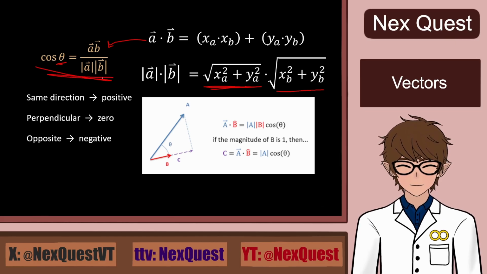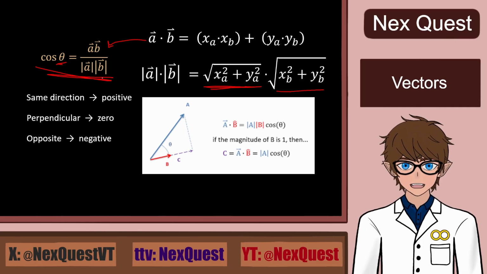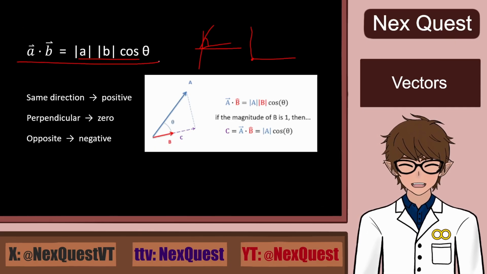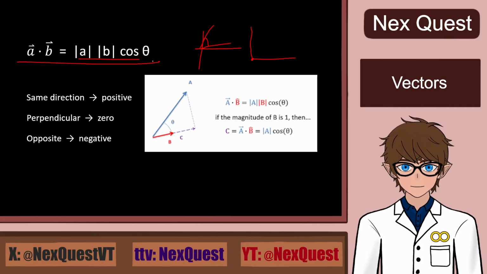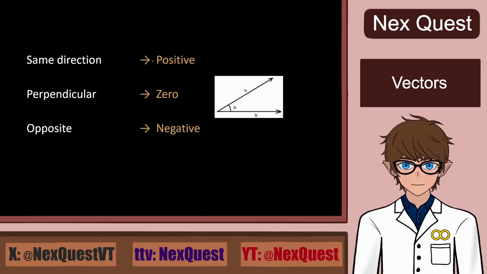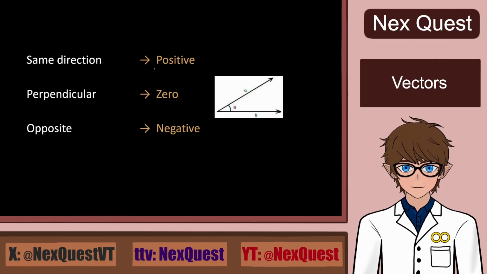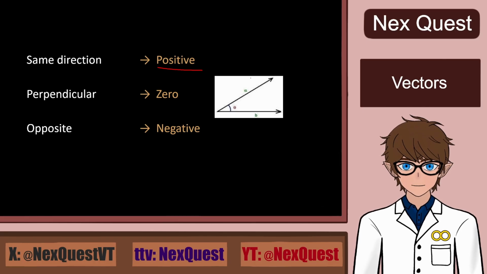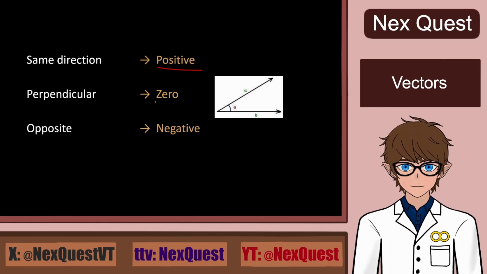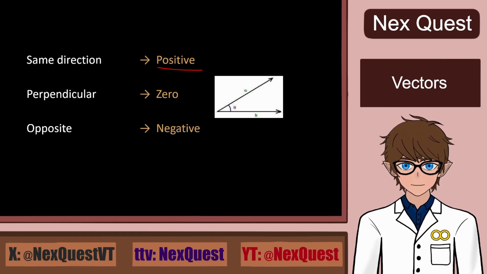This is good to keep in mind. It's very useful to remember. I think this one is easier to remember though, so either of those, you can just turn them around. That's it. As I said, if they're facing the same direction, the result will be positive. If they're perpendicular, the 90 degrees one, the result will be 0. And if they're pointing opposite, it's going to be negative.